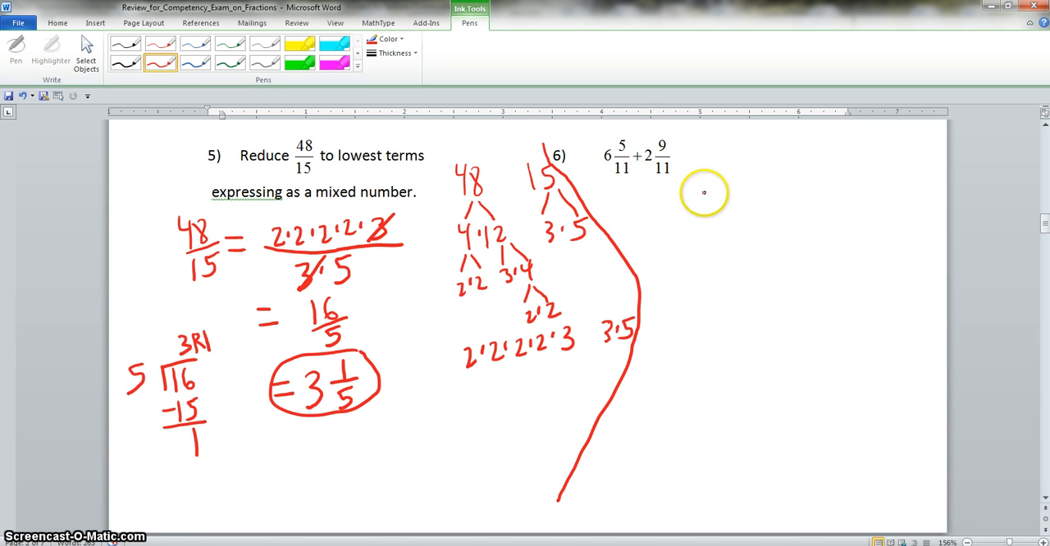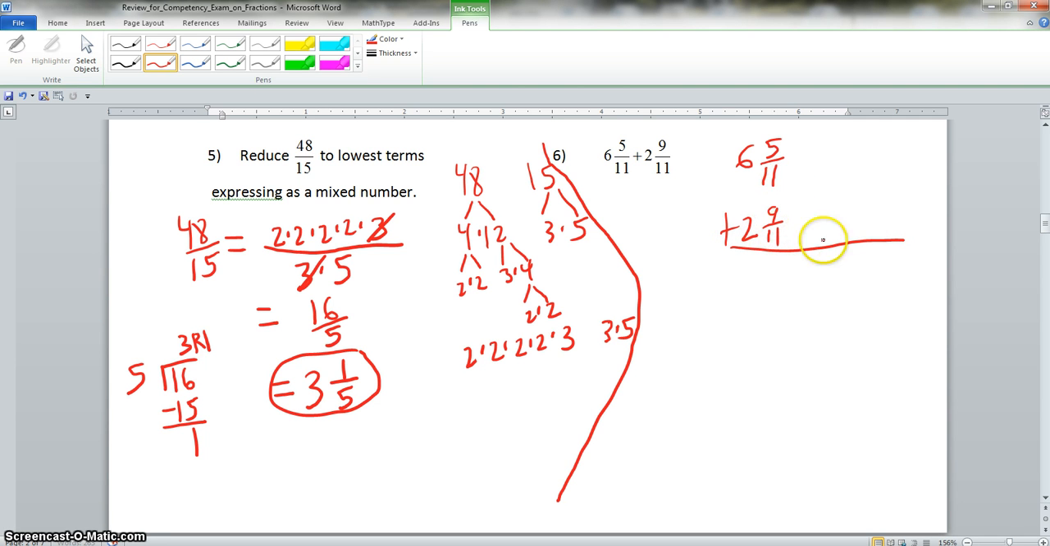Okay, now with problem number 6, I'm going to draw this little line here to let us know everything over here concerns number 6. So we had 6 and 5 11s plus 2 and 9 11s. So we could write this vertically. We had 6 and 5 11s plus 2 and 9 11s.